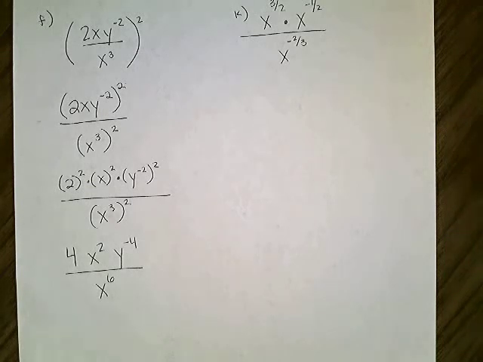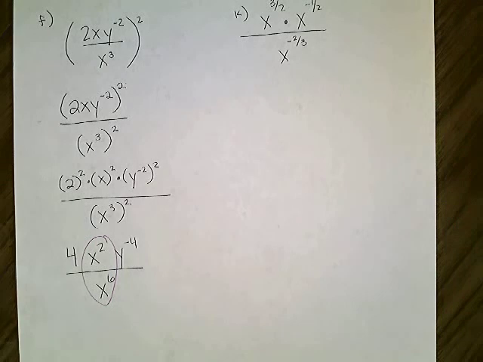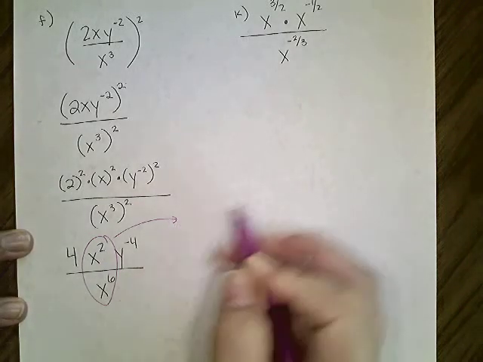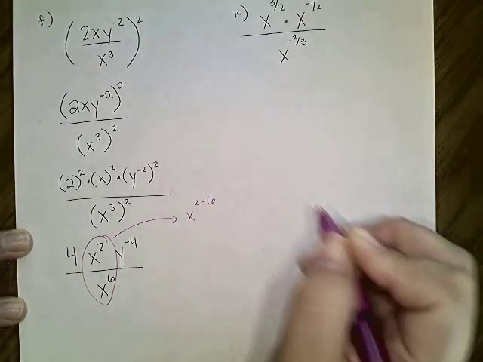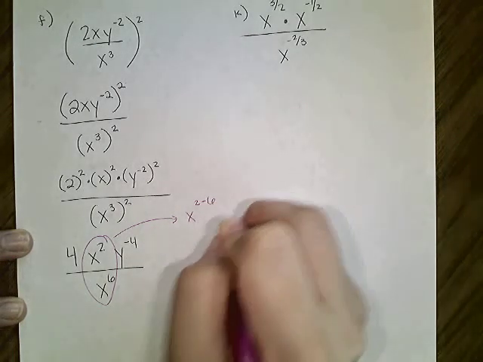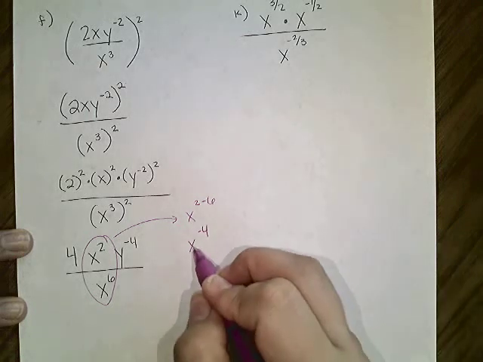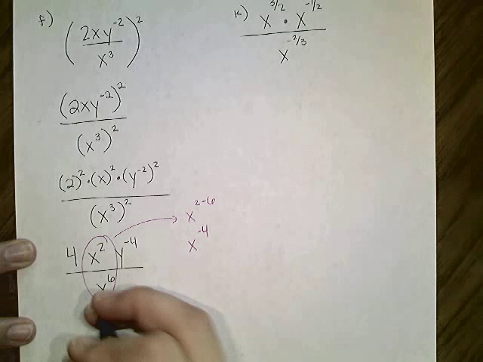So the first thing I'm going to do is deal with this here: x to the power of 2 over x to the power of 6. Our official property of exponents says that when we're dividing, we can take the top exponent minus the bottom exponent. So that would become x to the power of negative 4, which is really just an x to the fourth power in the denominator.